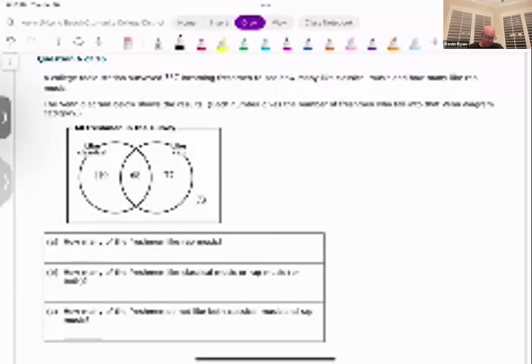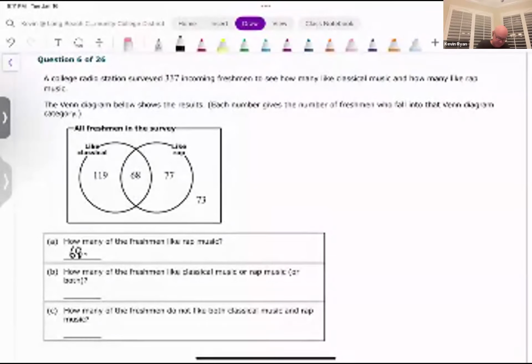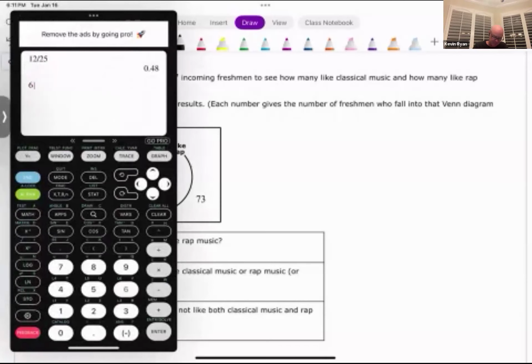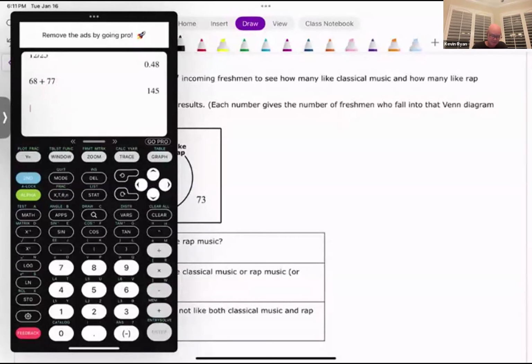Part A. How many of the freshmen like rap music? So that's going to be the 68 plus the 77. So 145 is what I'm getting.